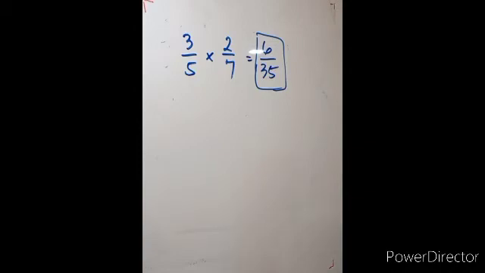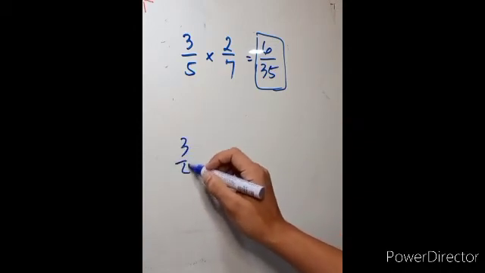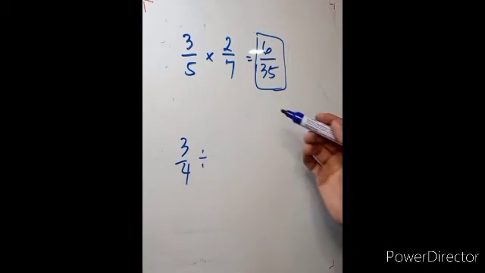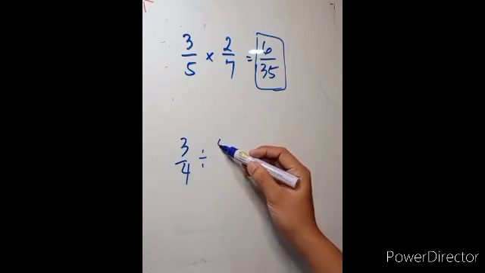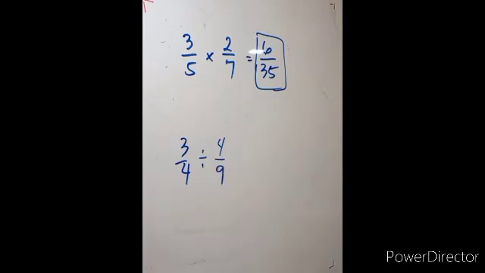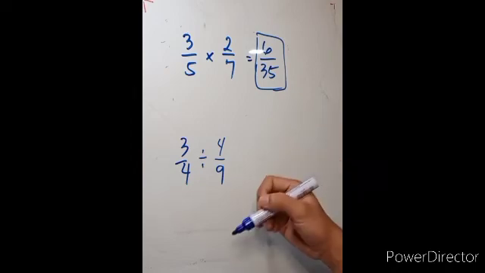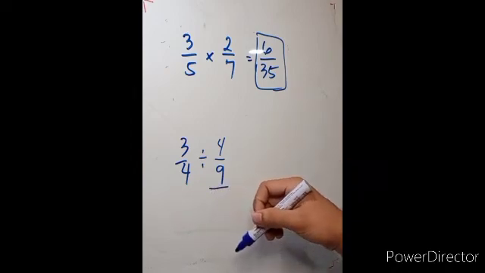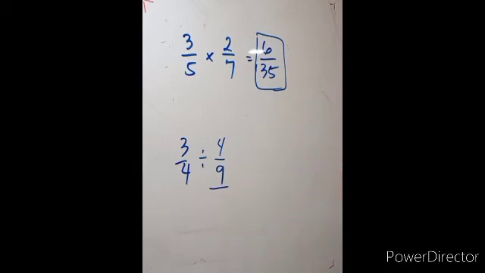Next one is the division. So if we are given 3 over 4 divided by 4 over 9, for example, that is the given. All you have to do now is to find the reciprocal. Pag sinabi nating reciprocal, is the kabaligtaran po nung sinasabi natin or yung given natin. So we will find the reciprocal of the divisor. Ang divisor po yung pangalawang given sa division. So we have here 3 over 4 divided by 4 over 9.